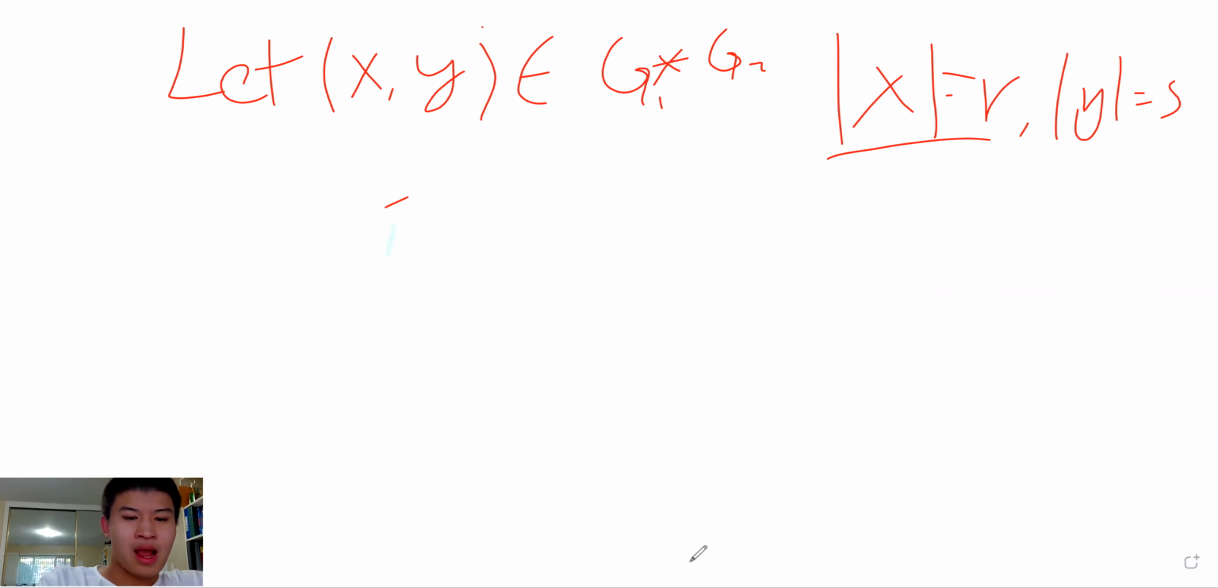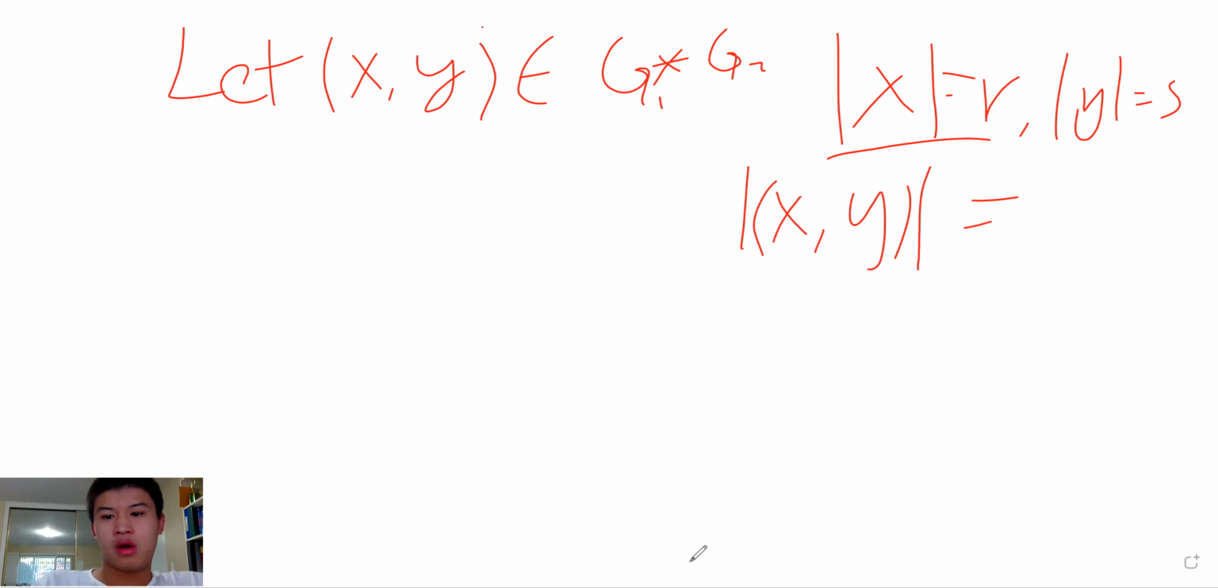Then if we have this property, then the order of (X, Y), the order of this group, will be equal to the LCM, the least common multiple, of R and S.